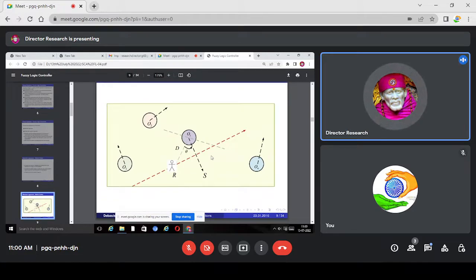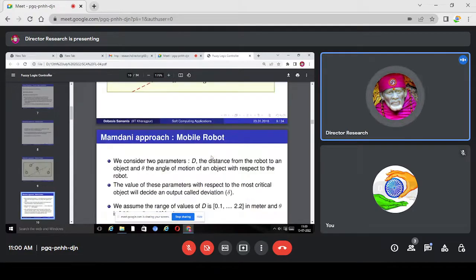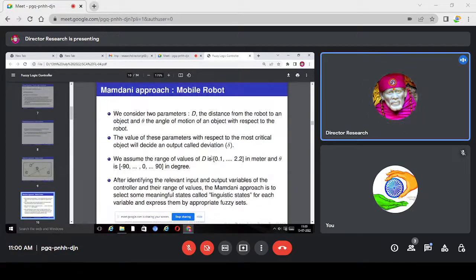In the movement of the mobile robot, as one example, we consider two parameters. D, capital D, is the distance from the robot to the object, and theta is the angle of motion of an object with respect to the robot. The values of these parameters with respect to the most critical object will decide the robot's deviation. So we assume the range of values, with distance in meters and theta in degrees.